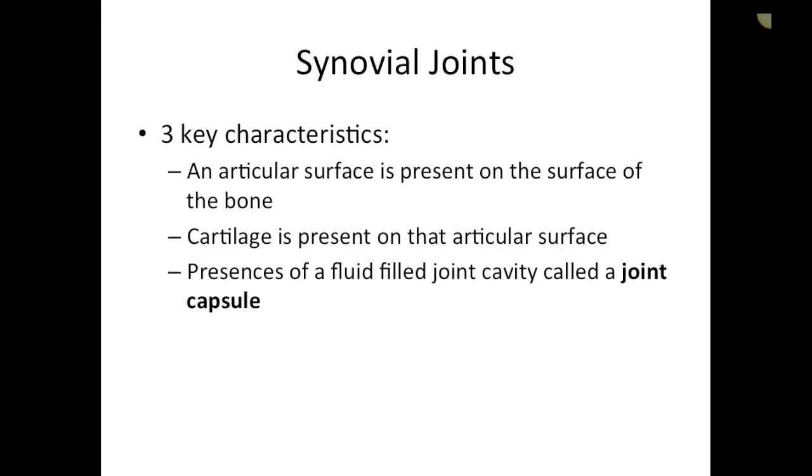There are three key characteristics of synovial joints. They have an articular surface that's present on the surface of the bone, so it's present on the distal and proximal end of the bone. The cartilage is present on that articular surface, and there's a presence of a fluid-filled joint cavity called a joint capsule. Now, articular surface means the joint surface itself.